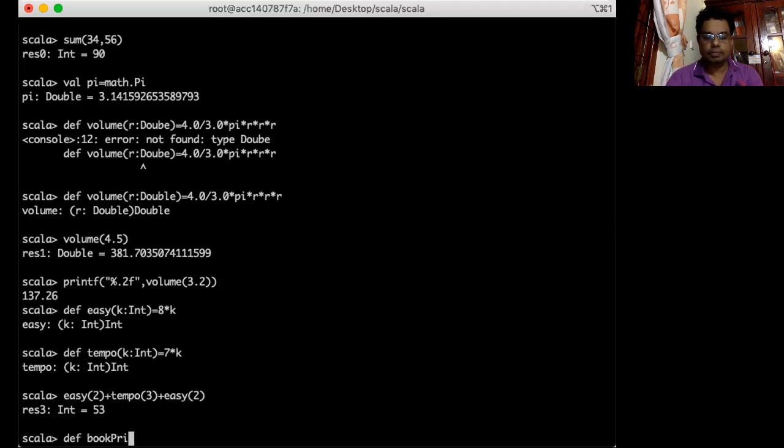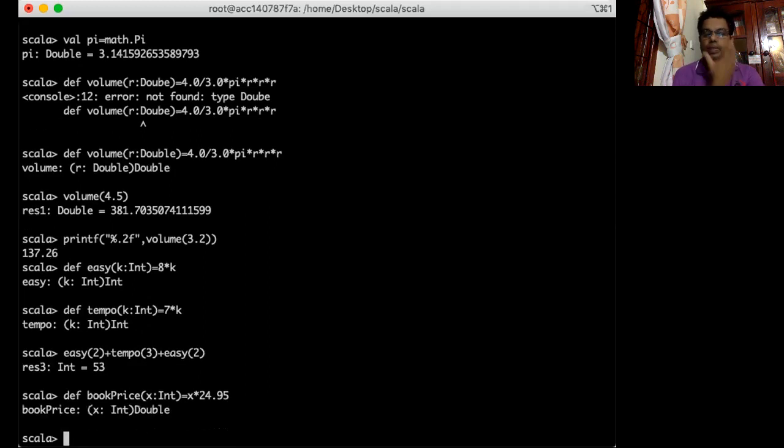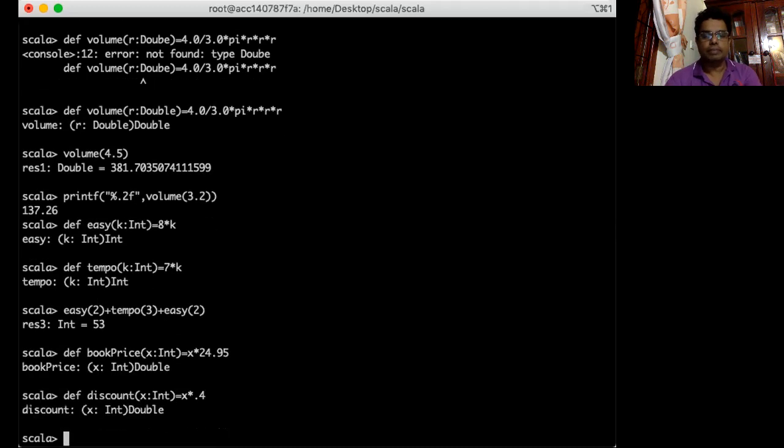Book price. I have to input the number of books, and that is x into 24.95 per book. Then I want a function to calculate the discount that takes the total price. X is the total price. The discount is then X multiplied by 0.4 because that is a 40% discount. My discount is also fine. Now I need a function called shipping cost.